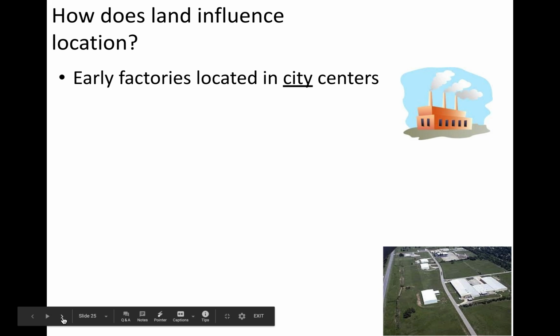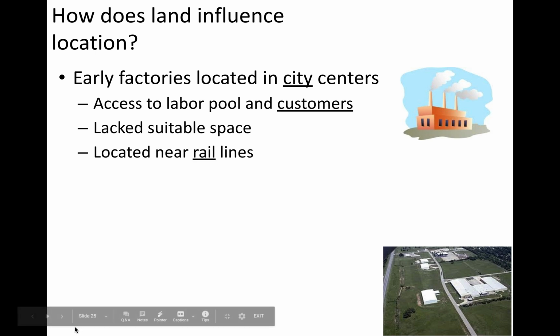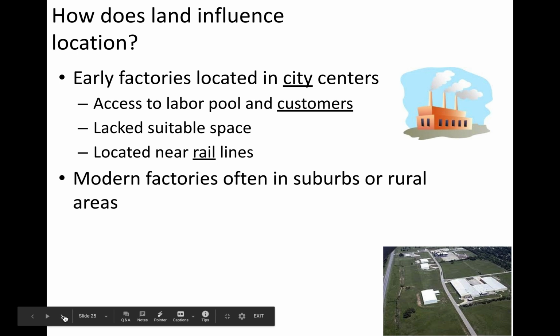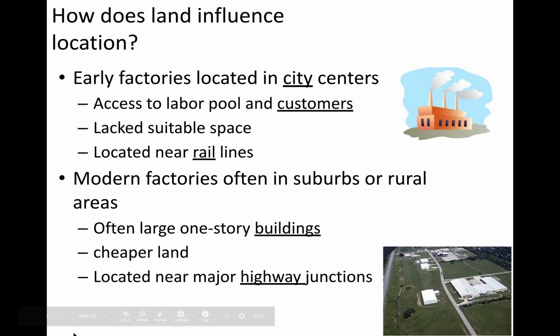When we look at land influences, we look at city centers, the largest markets. We look at suitable land for resources. We look at suitable land near railroads. Modern factories today are in the suburbs or industrial parks. They're one-story buildings. They're out in the suburbs because of cheaper land, cheaper than the central business district or the inner cities, and they're always near major highway junctions, interstates.